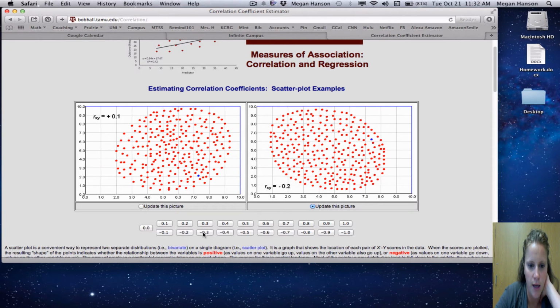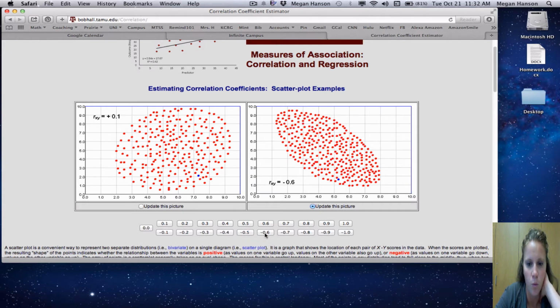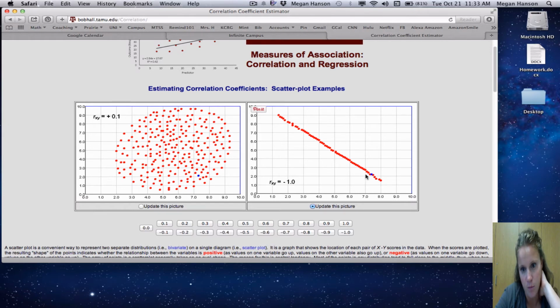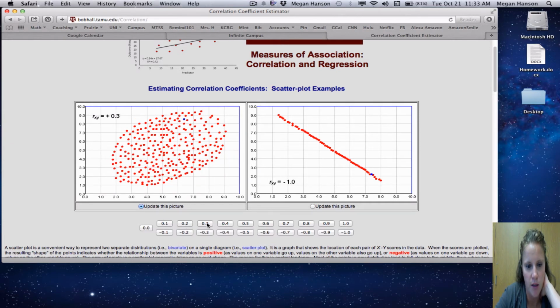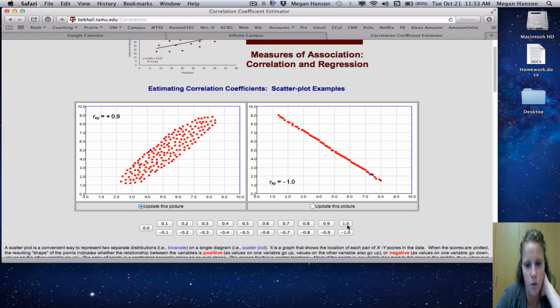And you can look here as I go through these negative associations, and as I get closer to -1, my data points are all getting closer and closer together. And then when I get to -1, they form a line, okay? And I can do the same here with my positive association. I can see that I start to get a little tighter. My data is clumped more and more together. And then when I get to 1, I have a line, okay?